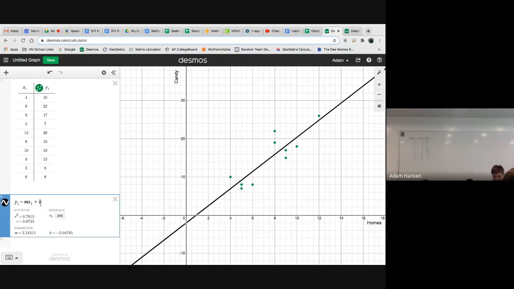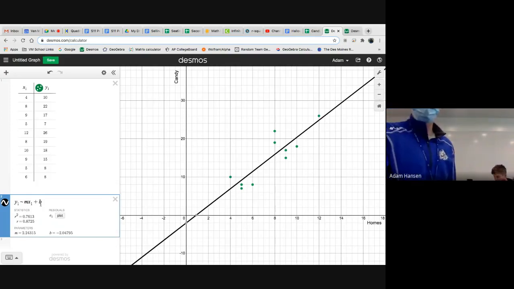I've also got the slope and y-intercept we use to write the equation of the trend line down below. The slope is 2.24. The y-intercept is negative 2.05. So I think for the first question on your packet, you have to write the equation of the trend line. And it pretty much gave you everything you need to do that.